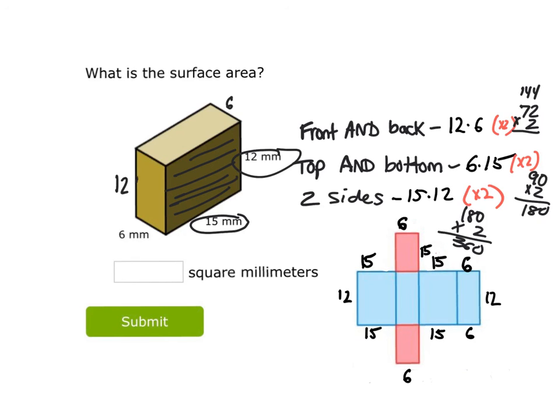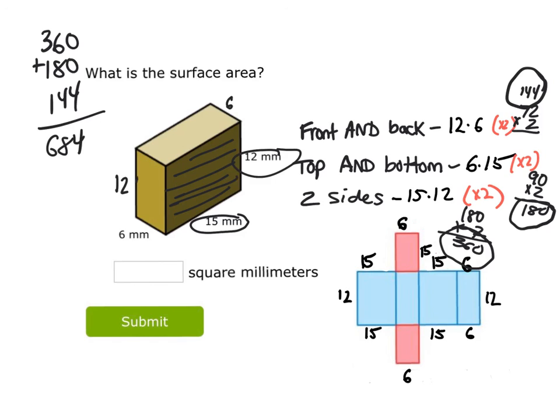So to find the total surface area, I have to add the 144 from the front and back, the 180 from the top and bottom, and the 360 from the sides. And I get 684 square millimeters.